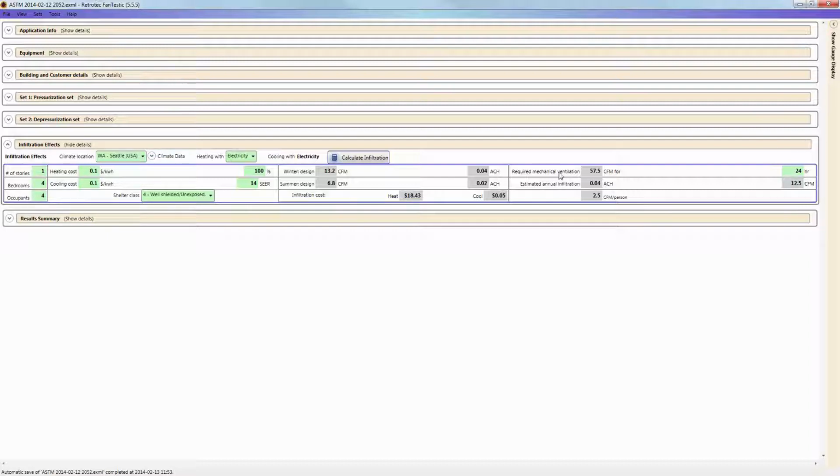I think I've covered all of the inputs here. So this is saying the required ventilation, based on, I think this is the ASHRAE standard of around 15 CFM per person, is that we need 57.5 CFM if we base it on 24 hours. Obviously, if we change it to 12 hours, it doubles, and so on.